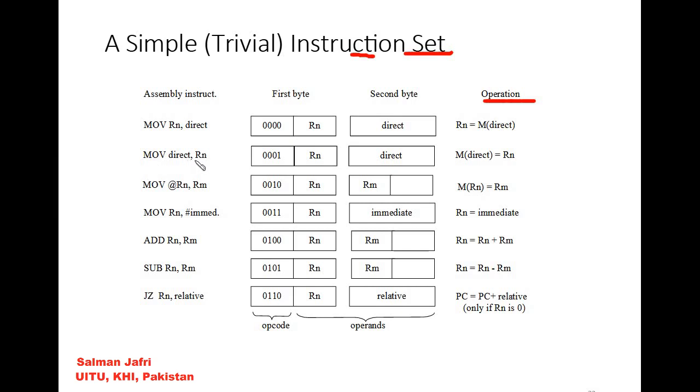Then we have move direct comma Rn. This is the opposite of the first one. The contents of register Rn are moved into the address that is specified in this particular instruction.